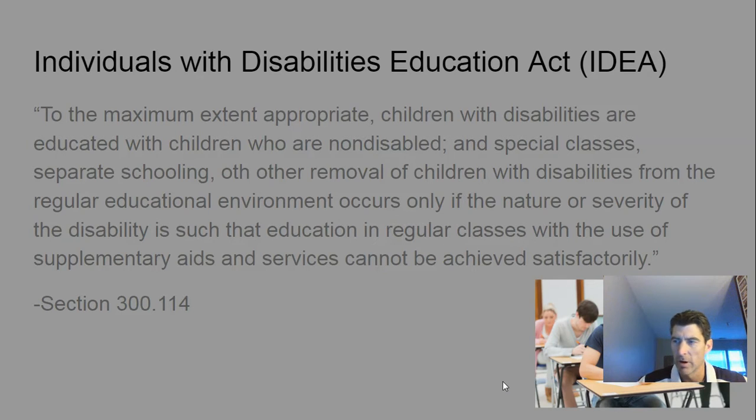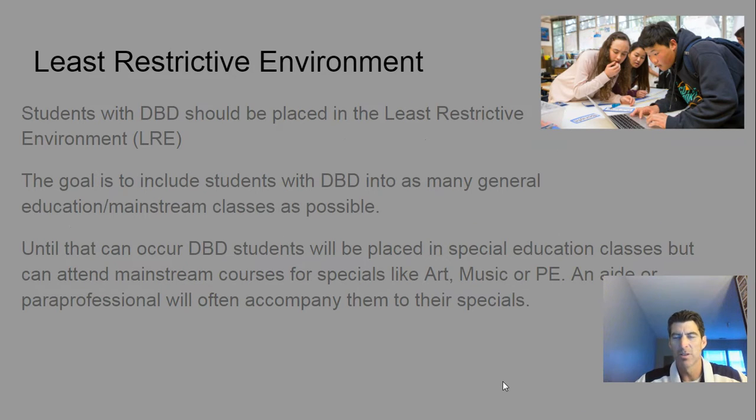And as I mentioned earlier about the goal of making these students positive, productive members of society, they need to be in classes with children who do not have these same disabilities, and work towards an environment where they can be in general education classes more and more. And so this refers to the educational term, the least restrictive environment. And students with the disruptive behavior disorder should be placed in the least restrictive environment.